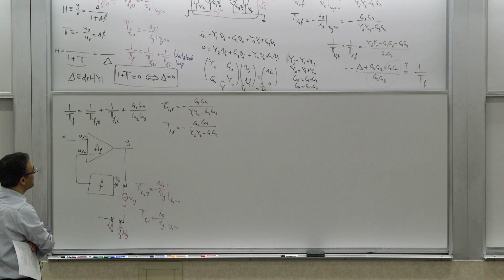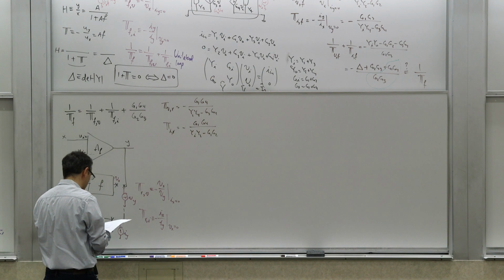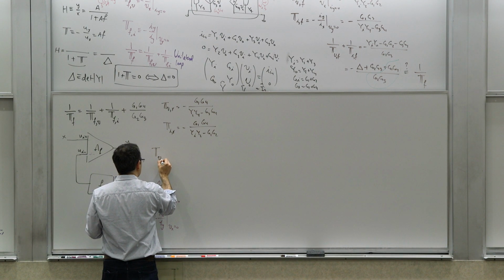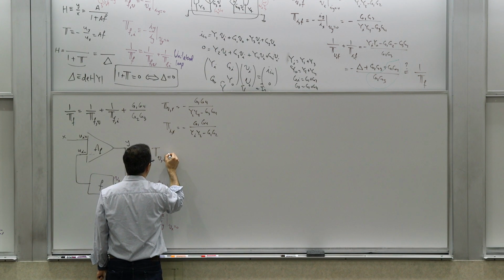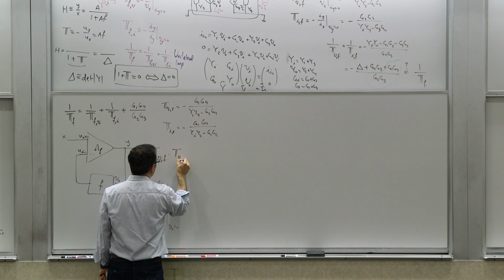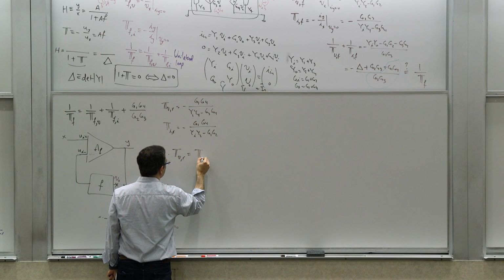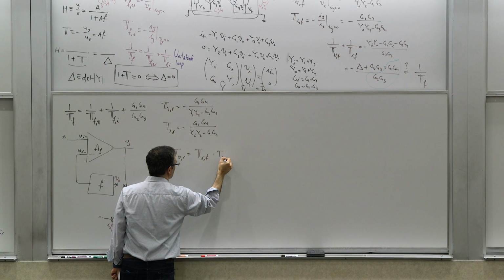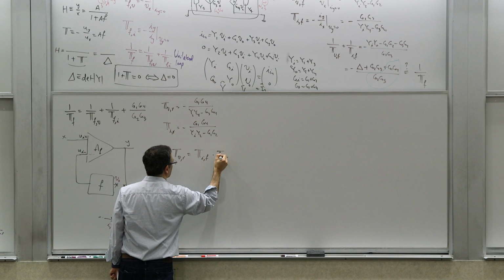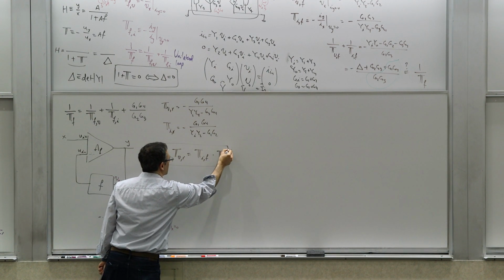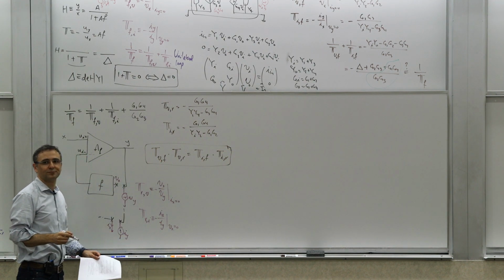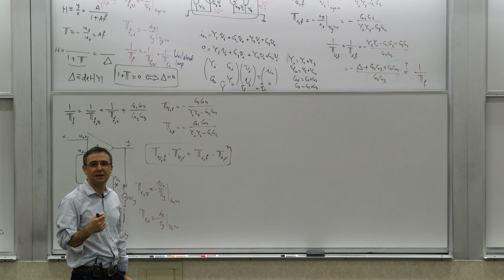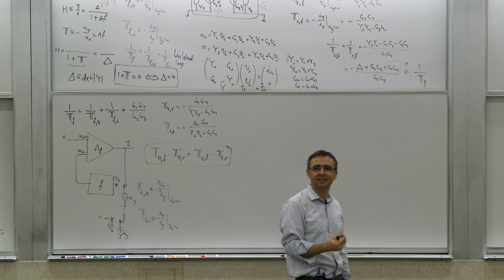And if you look at these 4, you see an interesting property. TVF times TVR equals TIF times TIR. So the product of the forward and reverse voltage gain is the same as the product of the forward and reverse current gain.